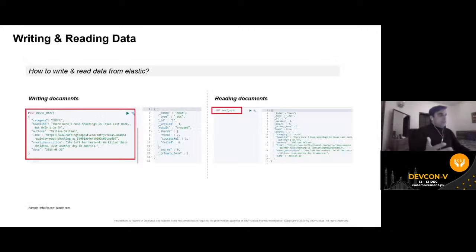How to write data into Elastic and how to read. It's pretty simple. The data which you want to write to Elastic has to be in JSON format. If it is not, you can easily convert it. So you just issue a post command to the index.